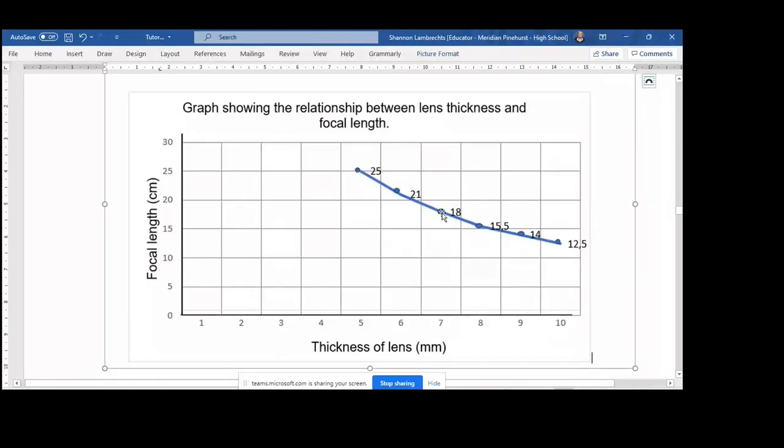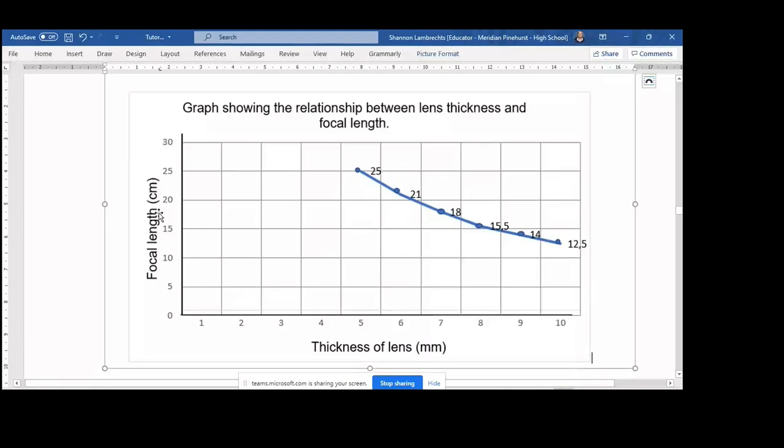All right, moving on to your axis. So on the x-axis, which is your horizontal axis over here, you need to label that correctly, and that will be thickness of the lens in millimeters. And then on your y-axis, which is your vertical axis, that would be your focal length. Okay, you get a mark for labeling.